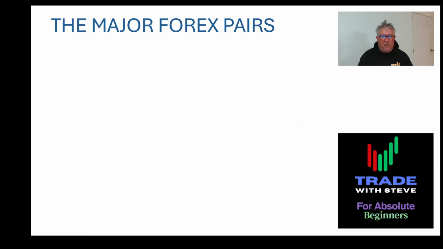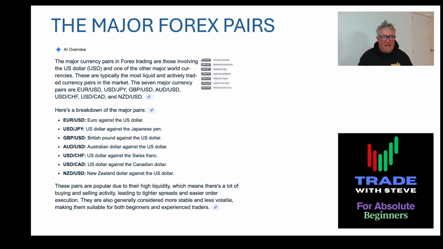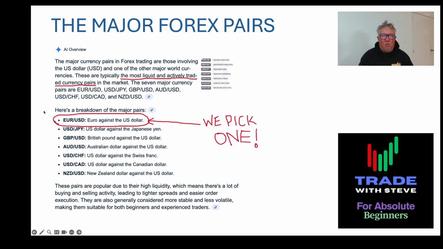Okay, so the major foreign exchange pairs. I'll just run you through this. This is a bit of an AI overview from Google. It says that the major currency pairs in Forex trading are those involving the US dollar, okay? So only US dollar pairs. And these are typically the most liquid and actively traded currency pairs. So there are 7 major pairs to pick from. We are going to pick one. And I want you to stick to one pair, and we're going to go with the biggest pair, and that is the euro versus the US dollar.